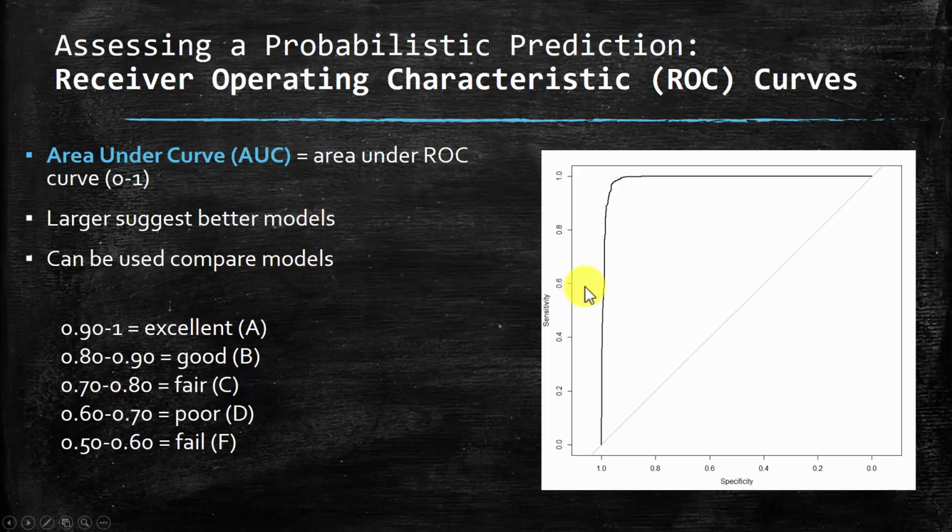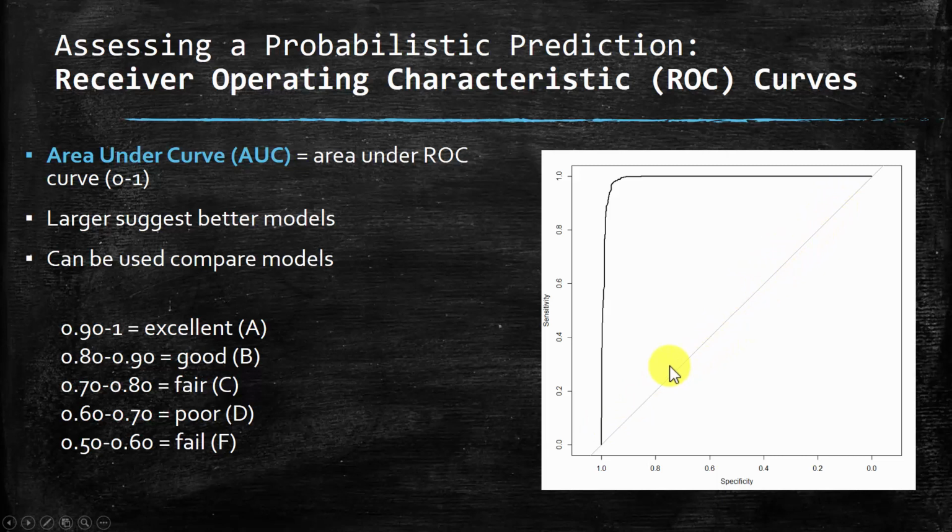Generally speaking, the larger the value, the better. The highest possible is 1, where all the area of the graph is under the curve, so it basically hugs the line. And then obviously down to 0.5. 0.5 is basically like a random guess. Your model isn't really doing much better than random.